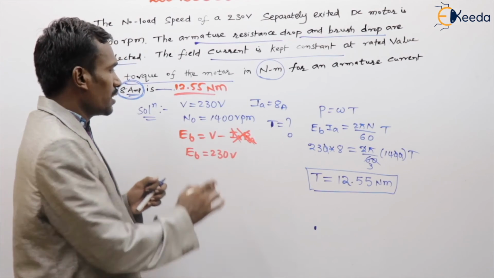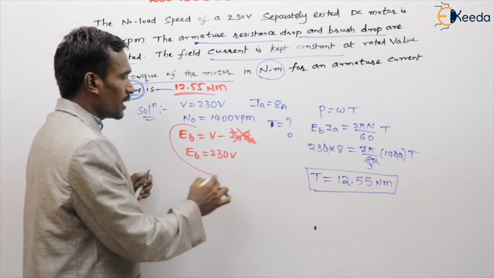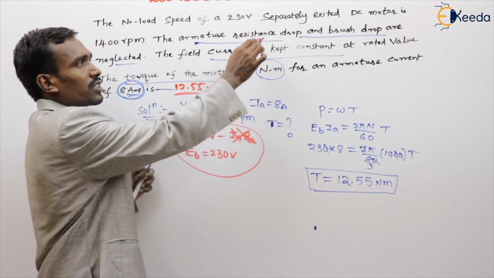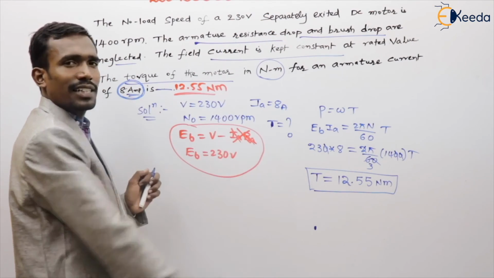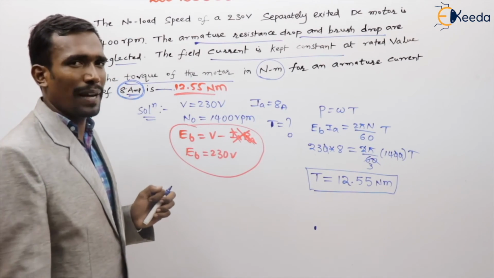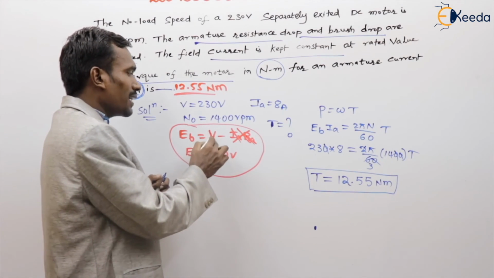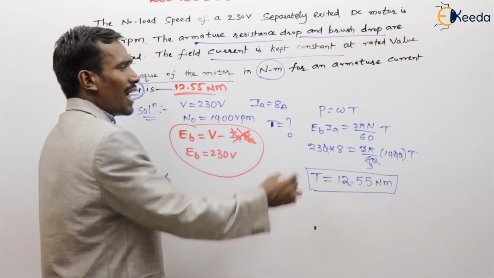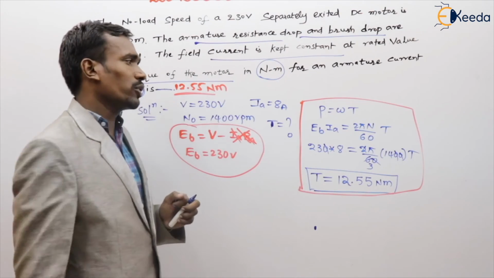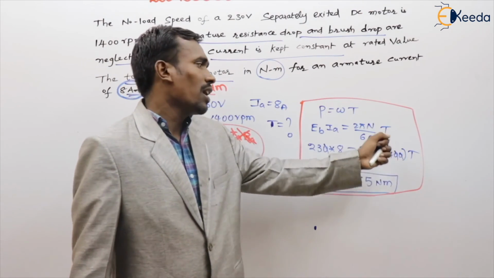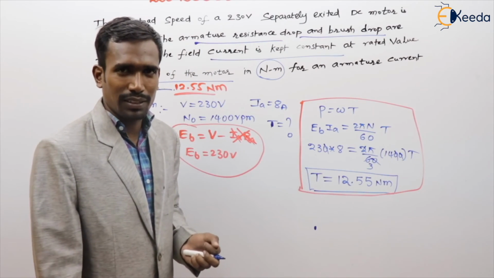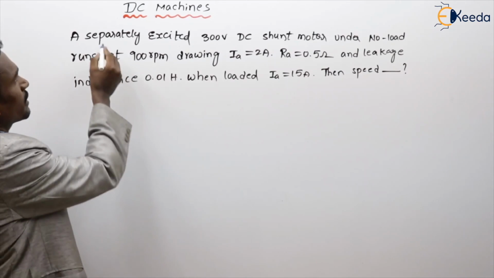What I did here? Generally, we have to know that EB is equal to V, because the resistance drop and brush drops are neglected. There is no voltage drop actually. So the back EMF is equal to the supply voltage, and then the power P is equal to omega into T, EB into IA is equal to omega into T, and we find T as 12.55 Newton meters. Okay.